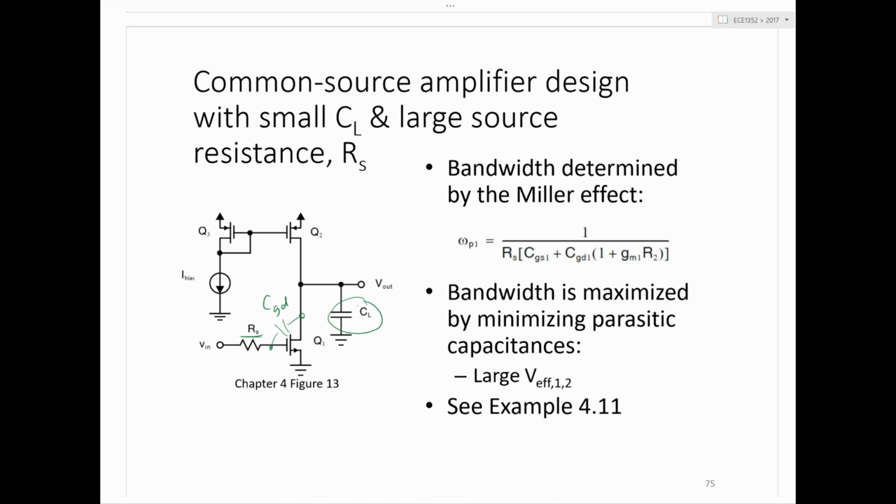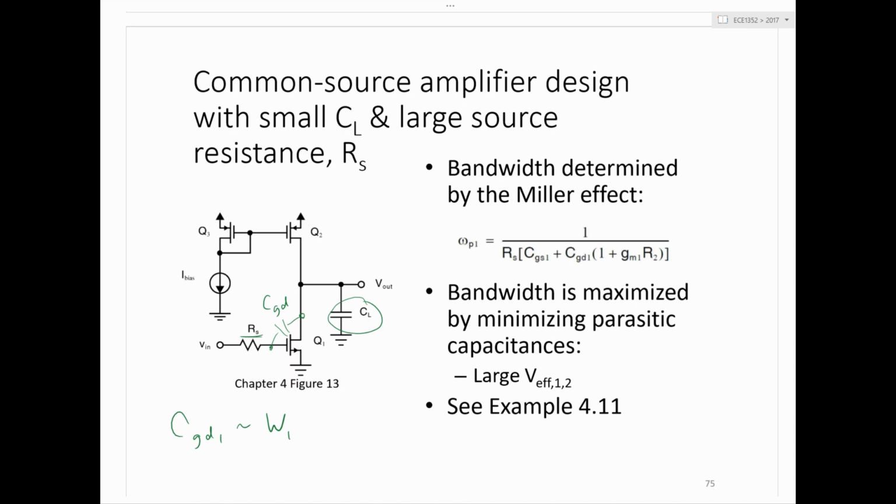So, since the bandwidth is totally determined by the input time constant, it's therefore proportional to CGD. CGD in turn is proportional to the width of transistor 1, right? Because it's like the overlap capacitance between the gate and drain. So, if you want to increase the bandwidth, presuming there's nothing you can do about RS because it's from the preceding stage, what do you want to do? You want to minimize W1.